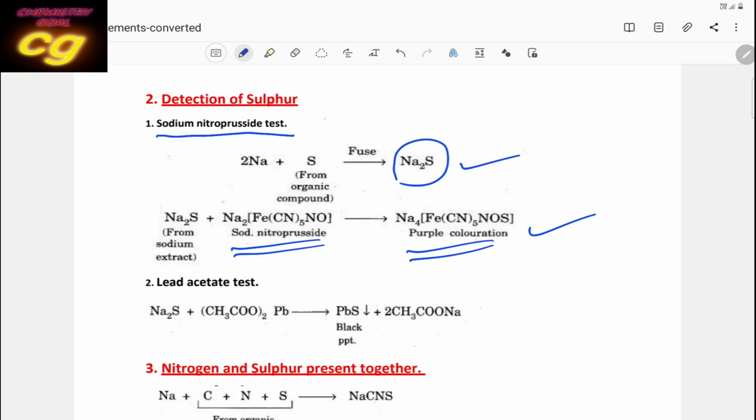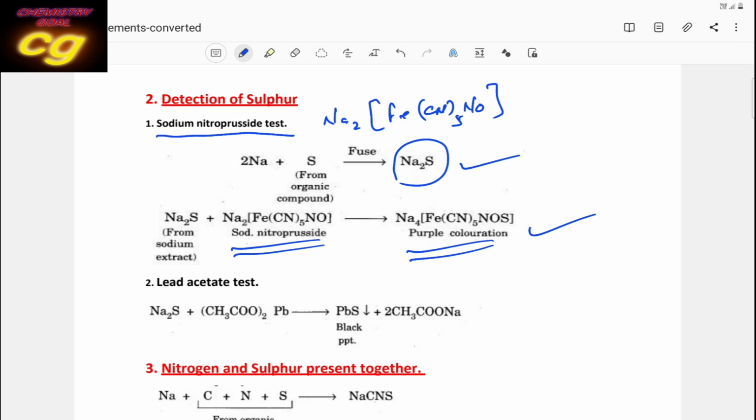The formula is Na2[Fe(CN)5NO]. This is a complex compound. The name is sodium nitroprusside, that is the common name. This sodium nitroprusside reacts with the sulfide ion formed from sodium sulfide, forming sodium sulfonitroprusside, which has a purple color. That indicates the presence of sulfur in the organic compound.